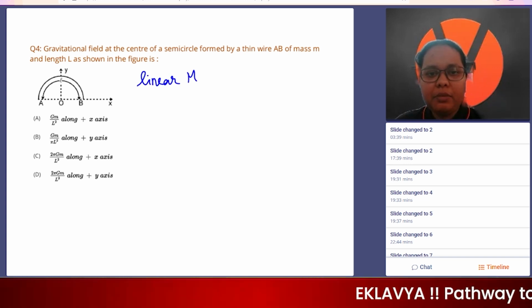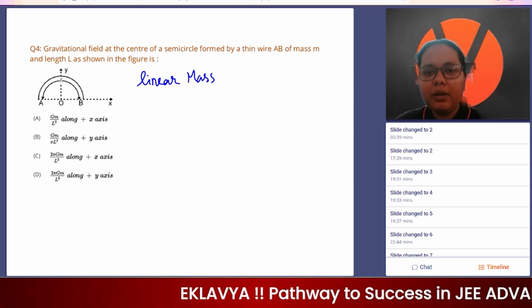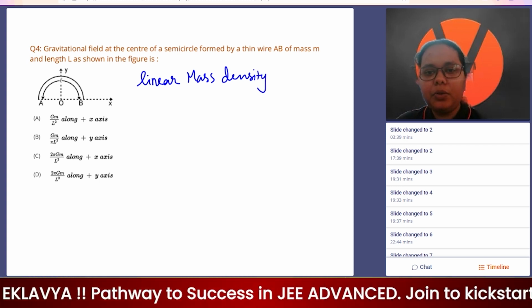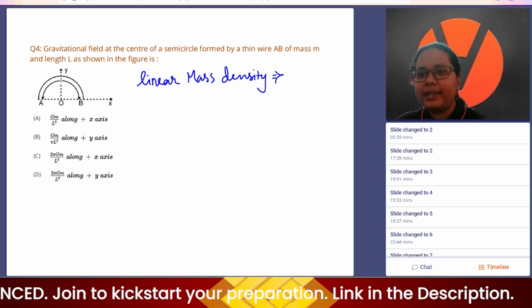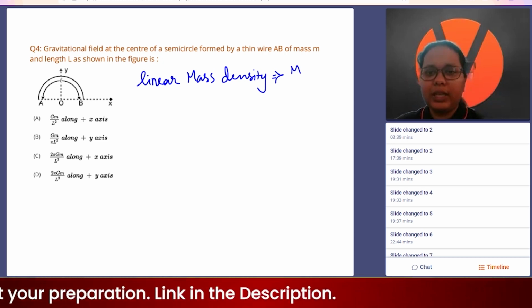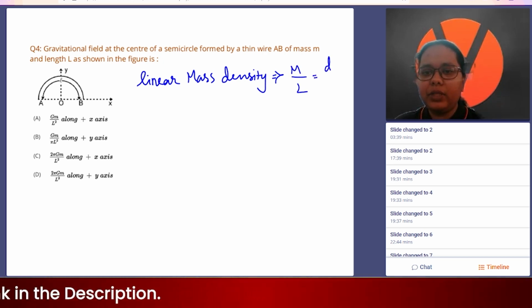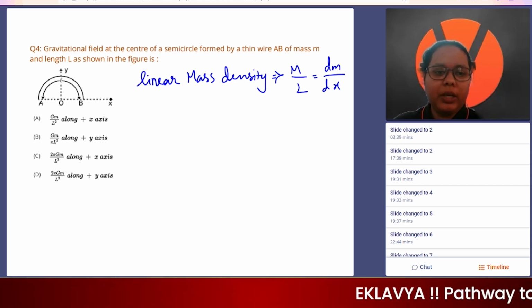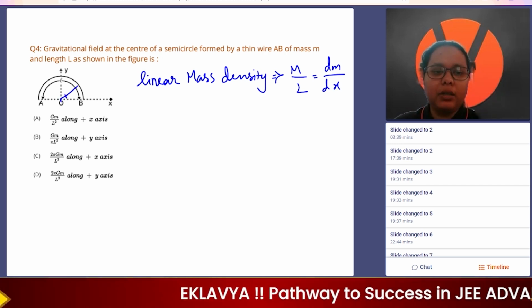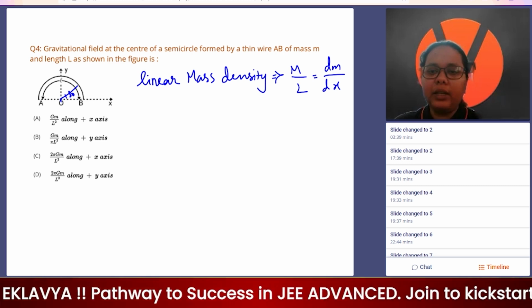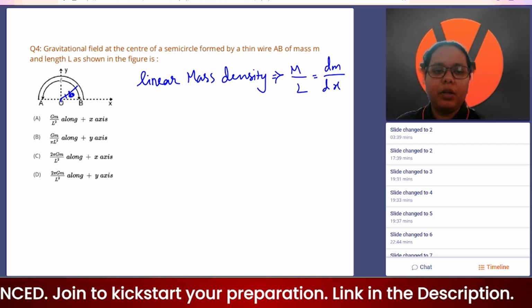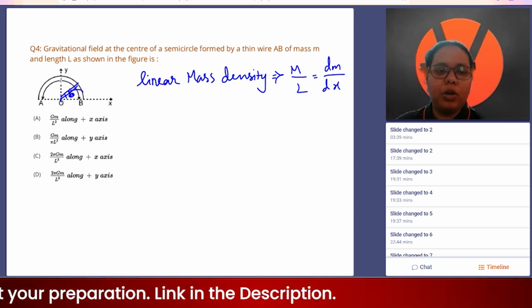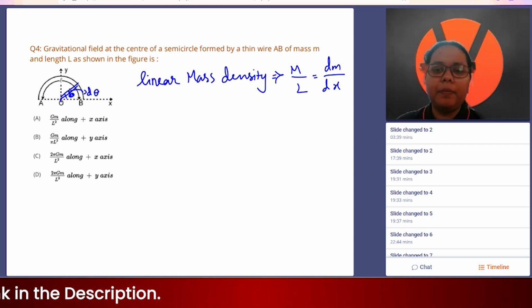So what is linear mass density? Total mass by total length is equal to small mass by small length. Linear mass density is going to be constant. So here you can consider a small portion. The angle which it makes, you can consider as d theta.